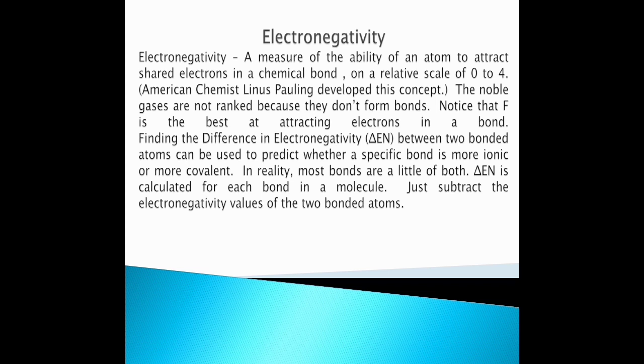Finding the difference in electronegativity between two bonded atoms can be used to predict whether a specific bond is more ionic or more covalent. In reality, most bonds are a little of both. The difference in electronegativity is calculated for each bond in a molecule. Just subtract the electronegativity values of the two bonded atoms.